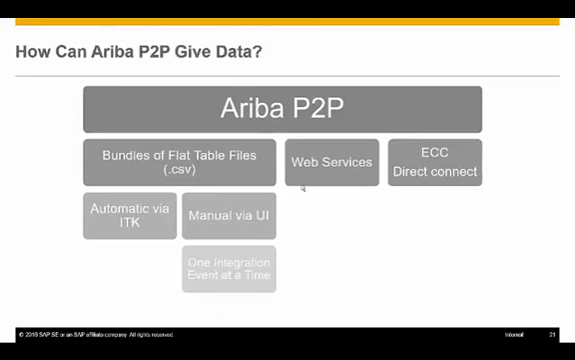Okay. On the same lines, how can Ariba provide you the P2P data? You can leverage web services, ECC Direct Connect, or CSV file channel. Here also you can go in and extract the data manually, but we need to make sure that you have some way of integrating that extracted data in your ERP.